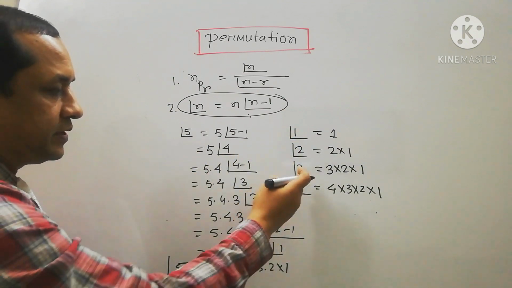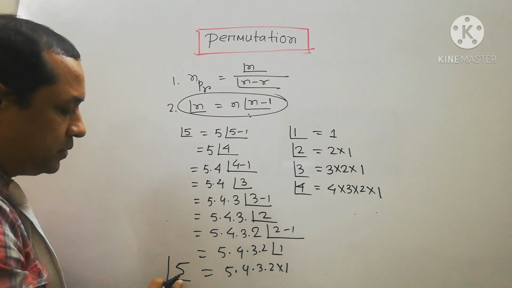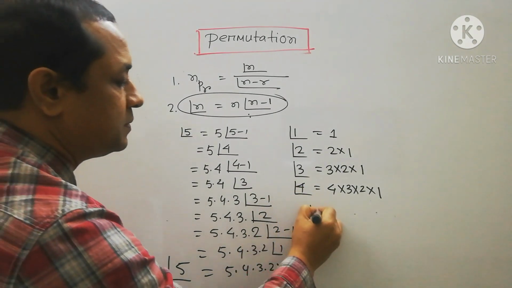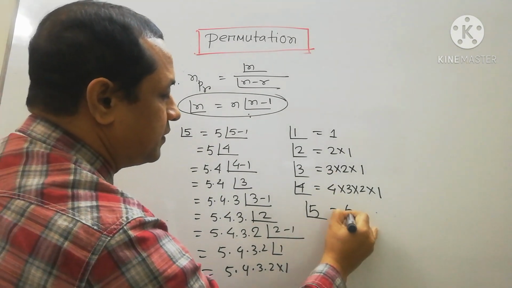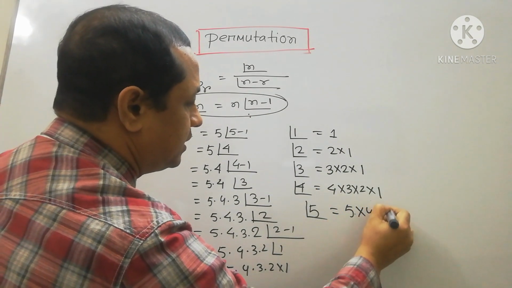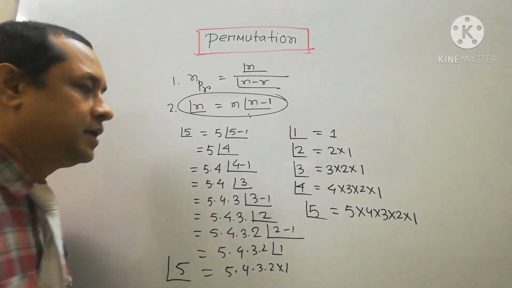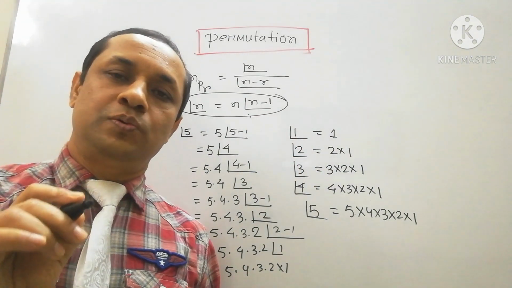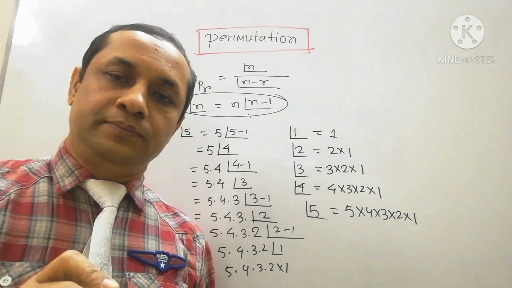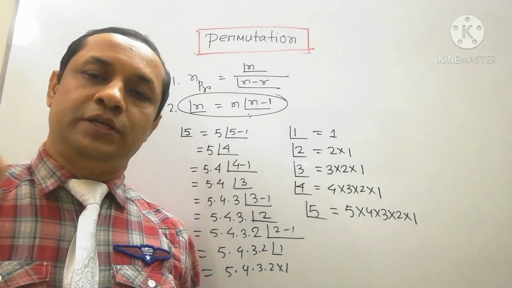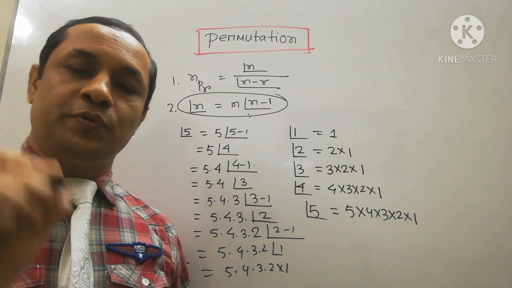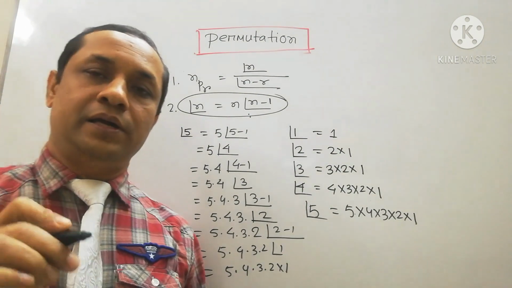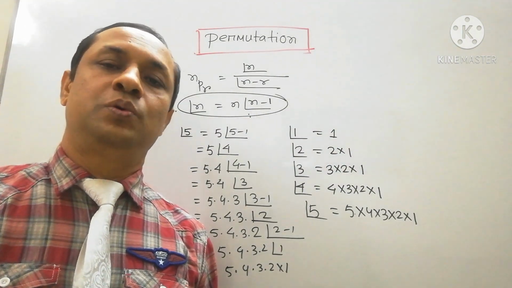Similarly, factorial 4, factorial 3, factorial 2, factorial 1. So we get, student, factorial 5 equals 5, 4, 3, 2, 1. I say again, student, factorial 1 means 1. Factorial 2, 2 into 1. Factorial 3, 3, 2 into 1. And factorial 4, 4, 3, 2, 1. And factorial 5, 5, 4, 3, 2, 1.